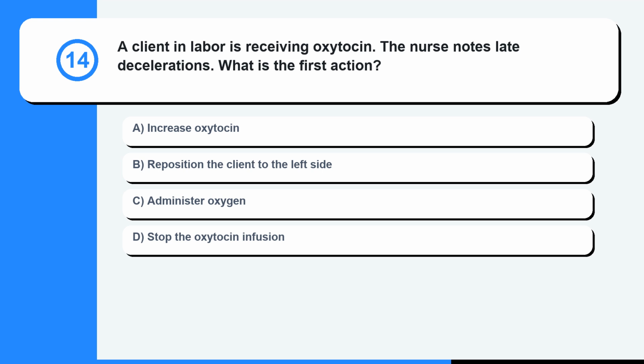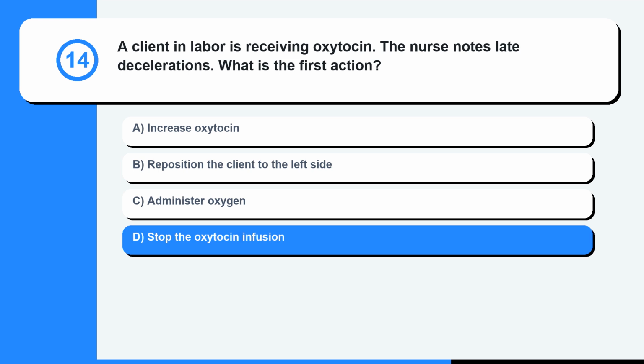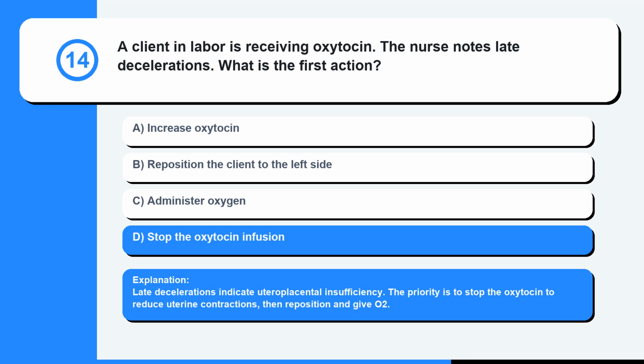Question 14. A client in labor is receiving oxytocin. The nurse notes late decelerations. What is the first action? A. Increase oxytocin. B. Reposition the client to the left side. C. Administer oxygen. Or D. Stop the oxytocin infusion. The correct answer is D. Stop the oxytocin infusion. Late decelerations indicate uteroplacental insufficiency. The priority is to stop the oxytocin to reduce uterine contractions, then reposition and give O2.